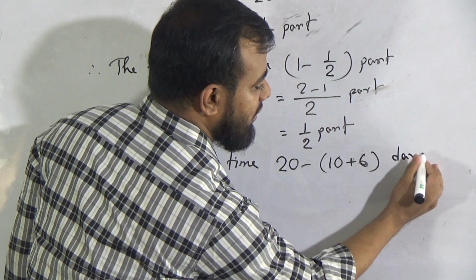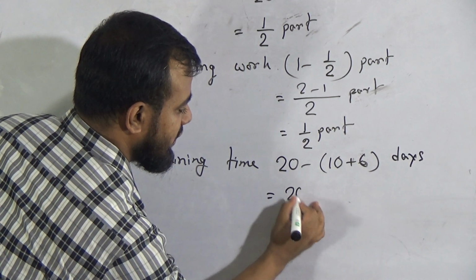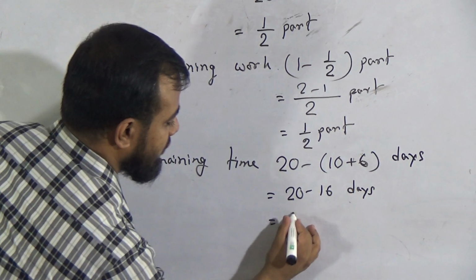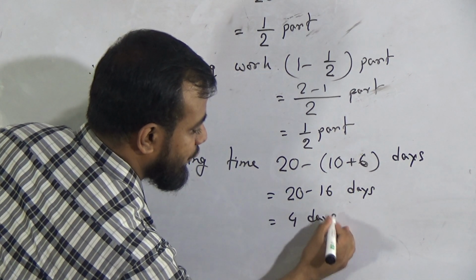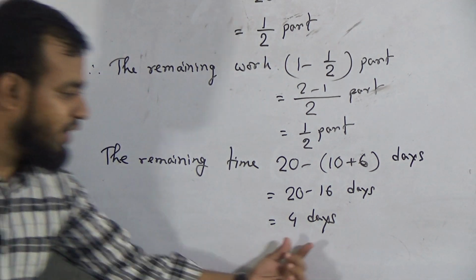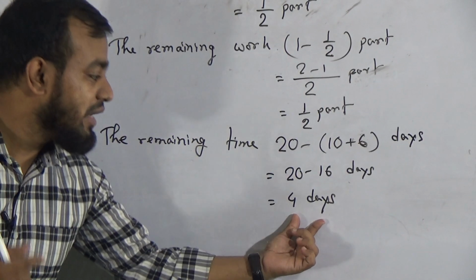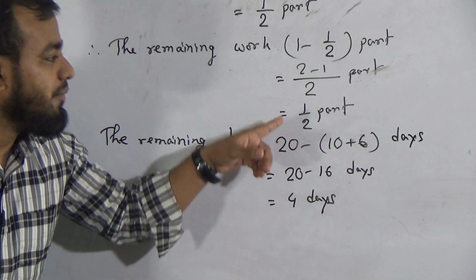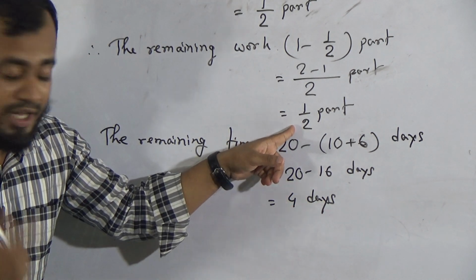These are the remaining days. That's equal to 20 minus 16 days, so that's equal to 4 days. So 4 days are remaining, and we need to complete this work within 4 days. Within the next 4 days, the half part of that work needs to be done.